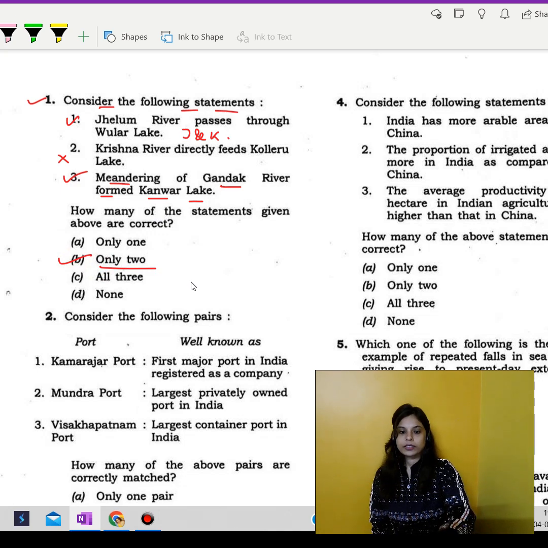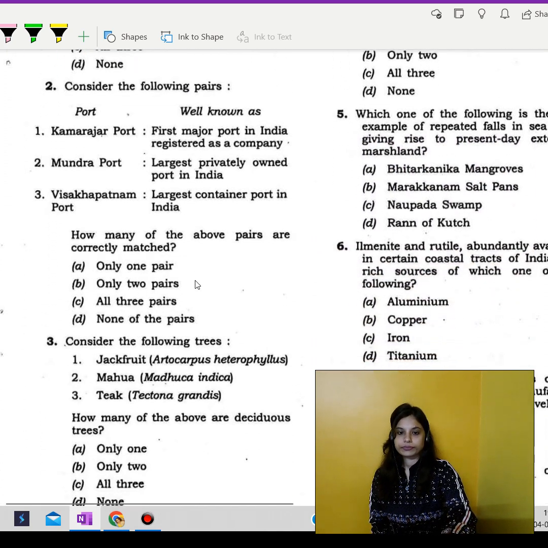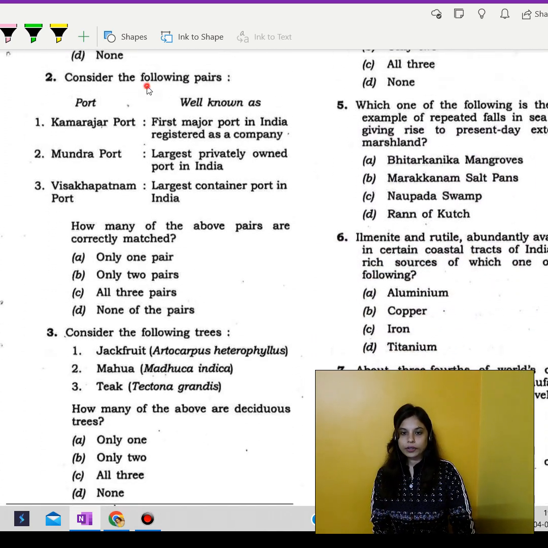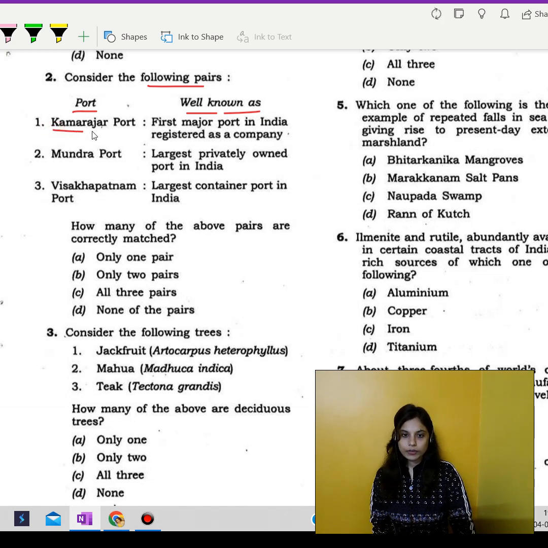All right. Let's move over to question 2. Consider the following pairs. Port names are given and well known as that part is given. So Kamarajar Port. With Kamarajar Port, we can say it is located on the Coromandel coast, which is north of the Chennai port. That's in Chennai, obviously.